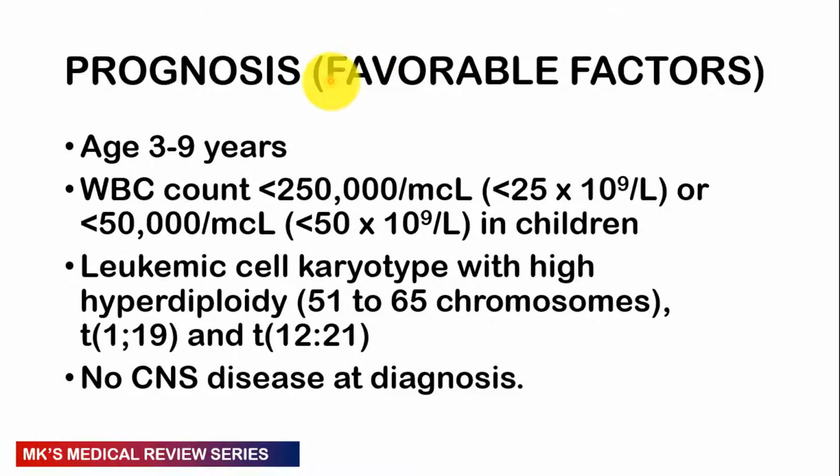What are some of the prognostic factors? Favorable prognostic factors include an age between 3 to 9 years, a white blood cell count that's less than 50,000 cells per microliter of blood in children. And then, of course, a leukemic karyotype of high hyperdiploidy. So it means if someone has about 51 to 65 chromosomes, or they have a translocation affecting chromosomes 1 and 19, or a translocation affecting chromosomes 12 and 21. And of course, if there's no CNS disease diagnosis, then all these things are good prognostic factors.